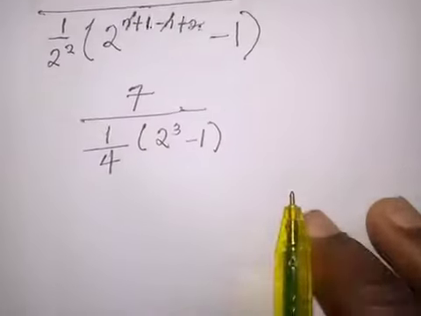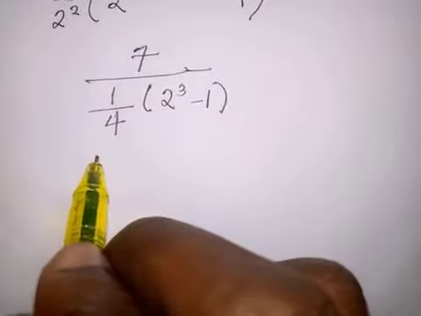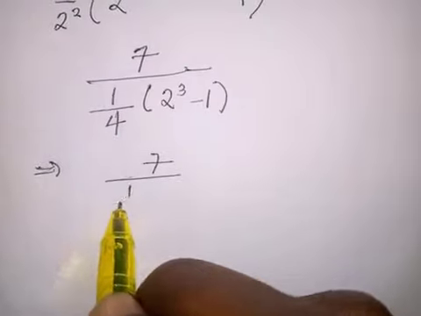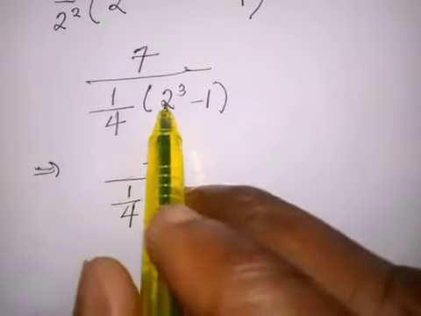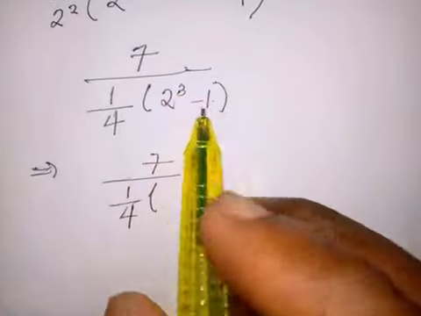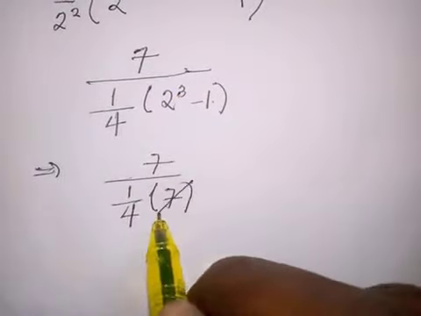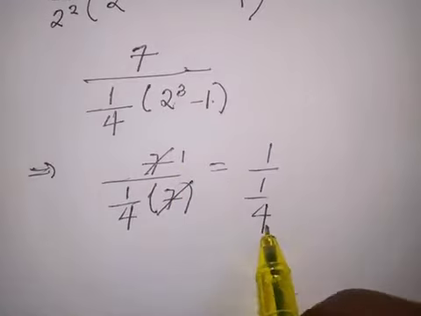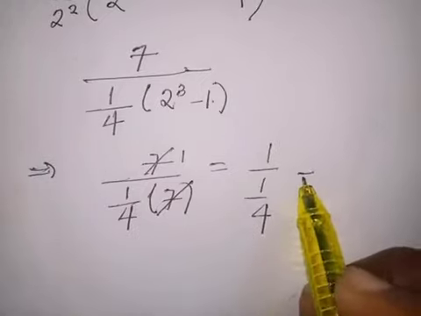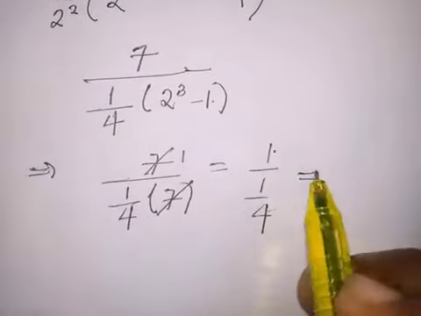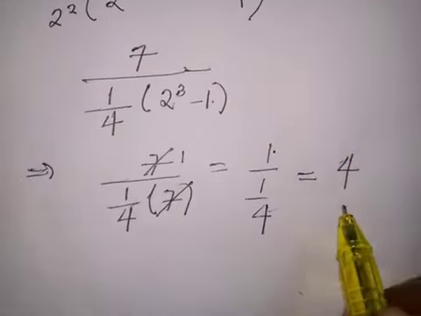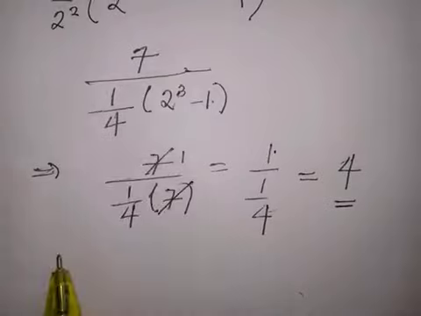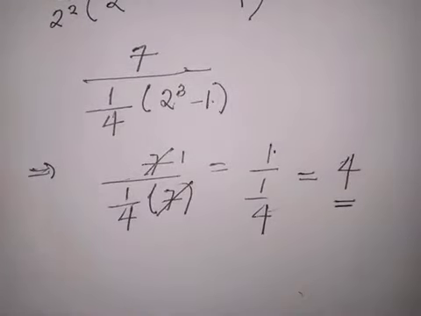So this can imply that 7 divided by 1 divided by 4, bracket 2 raised to the power 3 is 8, right? Then 8 minus 1, that is 7. So 7 cancels 7, which is 1. We are going to have 1 divided by 1 over 4. So by applying the reciprocal law of indices here, 4 will multiply 1. Then we are going to have 4, which is the required proving. So which shows that the left hand side of this equation equals the right hand side.